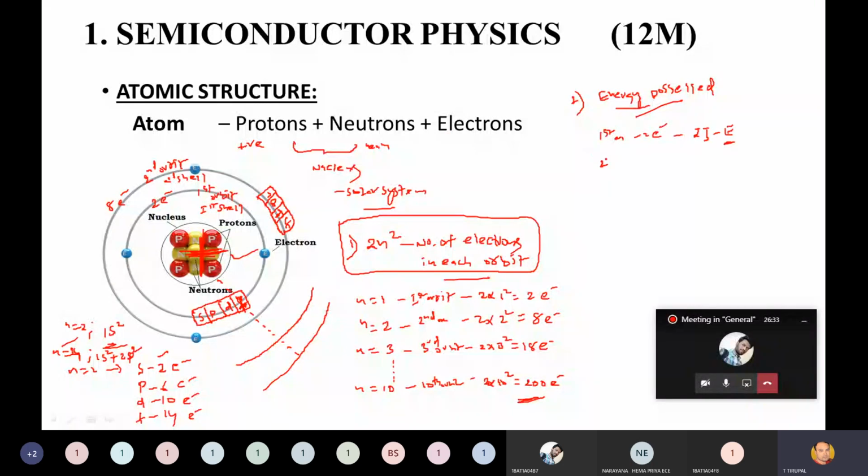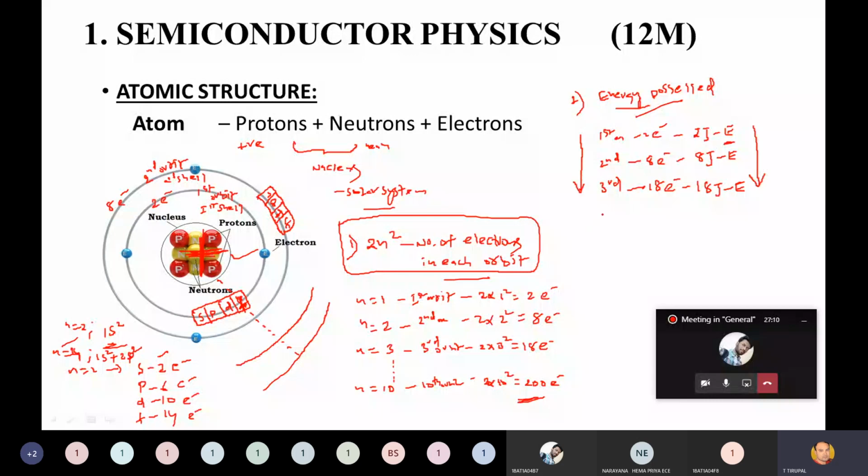Similarly, the second orbit has 8 electrons, so for example 8 joules. The third orbit has 18 electrons, each possessing 1 joule, so 18 joules. Therefore, as the orbits increase, first orbit, second orbit, third orbit, the energy possessed by each orbit is increasing.